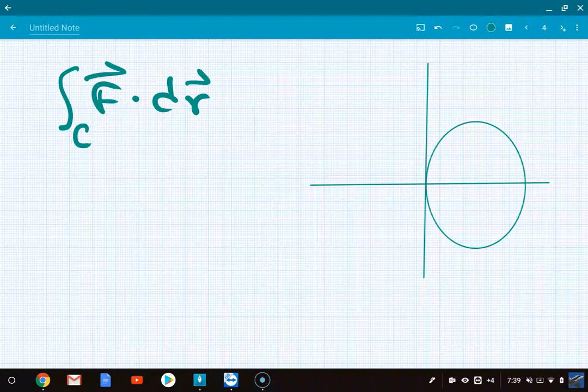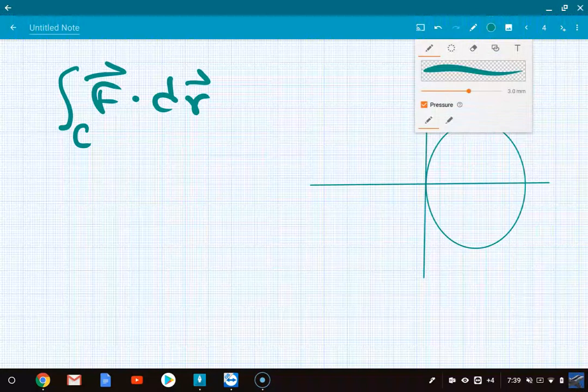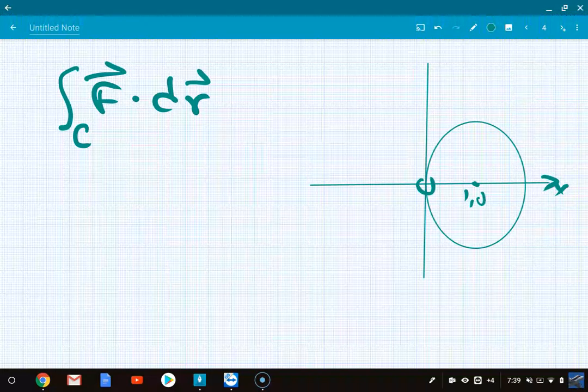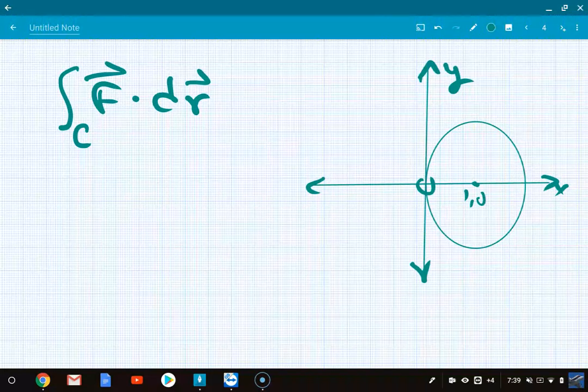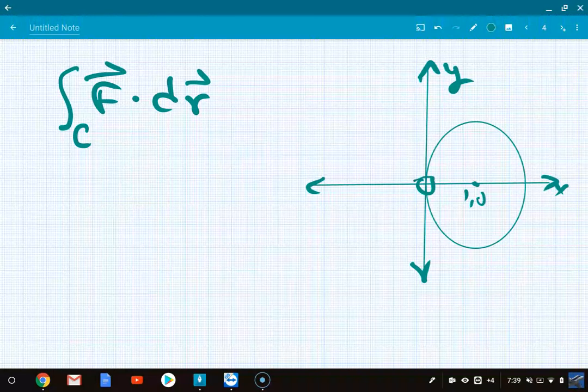Okay, where's my pen? Give me a pen. All right, so this is the point (1, 0). Here's your x-axis, here's your origin, here's your y-axis over here. Okay, and I want to go from the point (0, 0) to (2, 0). So I'm going along the curve from (0, 0) to (2, 0).